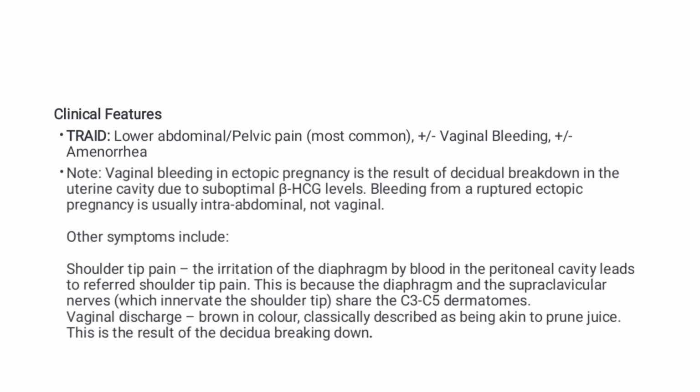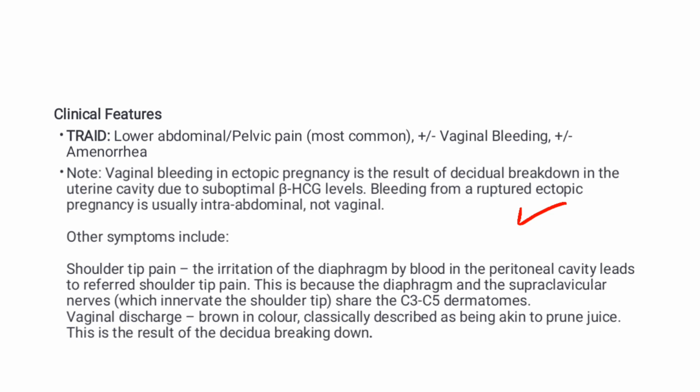Then you have to note that the vaginal bleeding in ectopic pregnancy is the result of decidual breakdown in the uterine cavity due to suboptimal beta HCG levels. Bleeding from a ruptured ectopic pregnancy is usually intra-abdominal and not necessarily vaginal. So remember, it's not that someone has an ectopic and after it ruptures, then the PV bleeding follows; it is a result of the suboptimal beta HCG levels, which cause decidual breakdown in the uterine cavity.